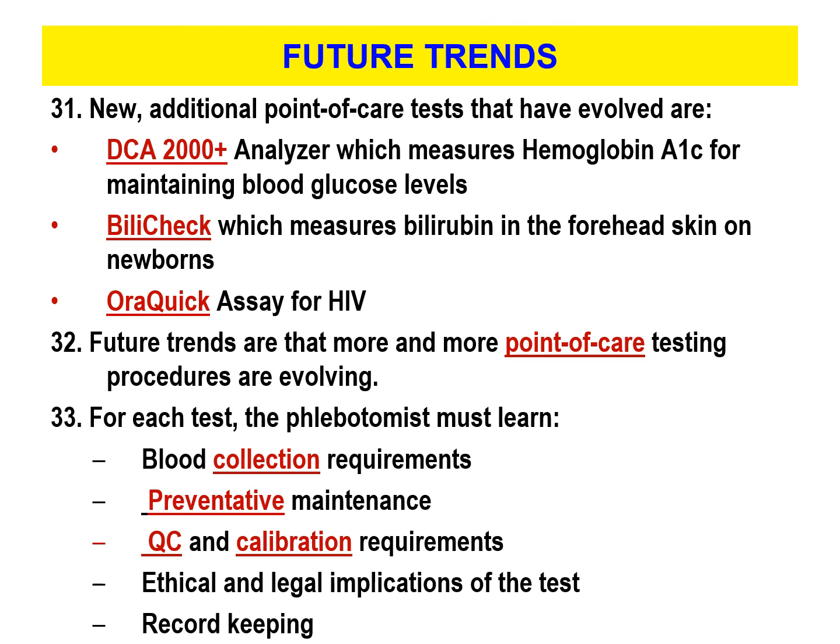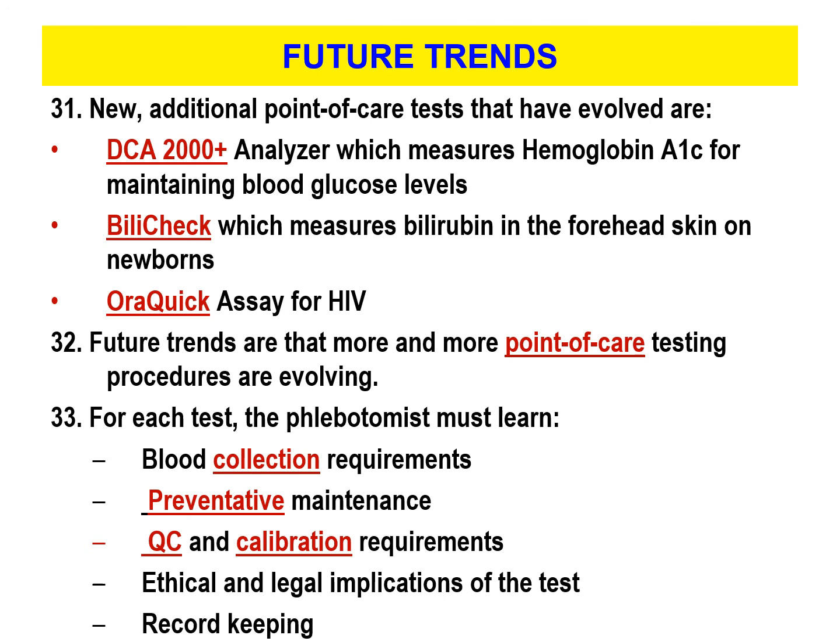And then there's the OraQuick, which is an assay for HIV. You want to know your number. You want to make sure if you're HIV positive, you're aware of that, so you can be on medication early, and so that you can be safe when dealing with your sexual partners.